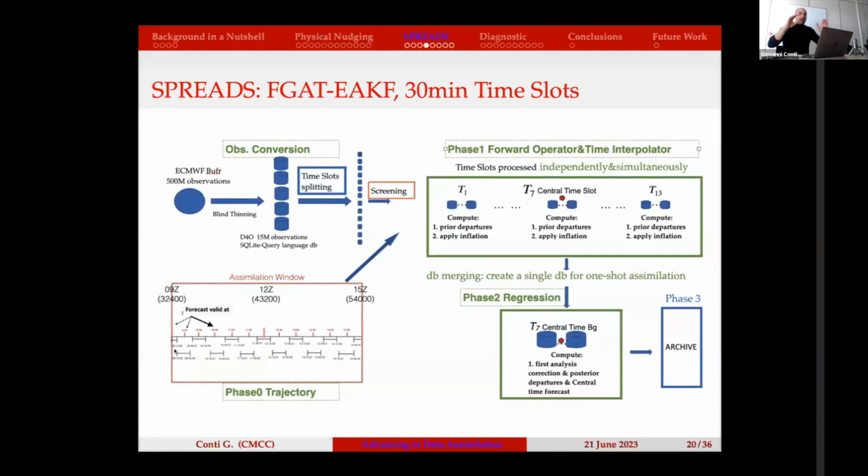And then, after we computed all this prior, we put the results in one database, and we continue the algorithm with the standard ensemble adjustment Kalman filter to correct the central backgrounds. This is how SPREADS works. So it's divided into 3 phases. Phase 0, evolution of the model. Phase 1, computation of the prior of the innovation. And then the regression, with phase 2.